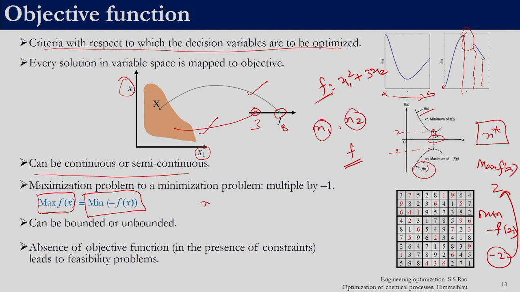The objective function, just like the decision variables, can be bounded or unbounded. And there are some special problems called feasibility problems, in which there is no objective function, but there are a set of constraints that need to be satisfied.